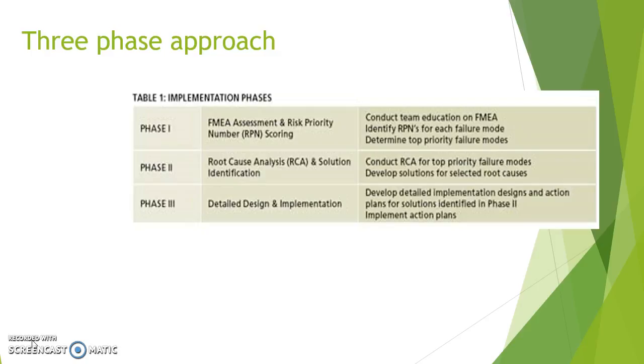Here is the three-phase approach implemented by Lonza. This is phase 1. Phase 1 consists of conducting team education on FMEA, identifying RPNs for each failure mode, and determining top priority failure modes. Phase 2. Phase 2 consists of conducting RCA for top priority failure modes and developing solutions for selected root causes. Phase 3. Phase 3 consists of developing detailed implementation design and action plans for solutions, identifying phase 2 implementation action plans.